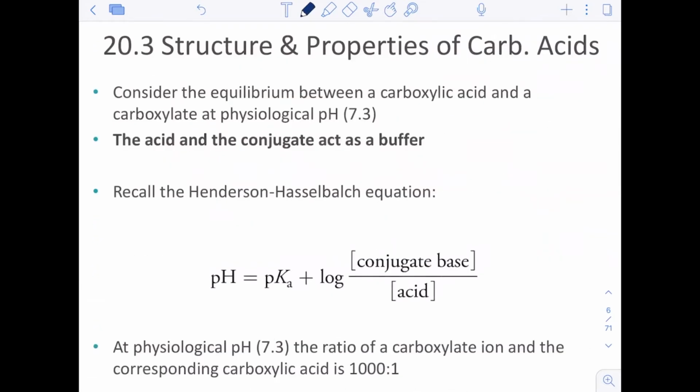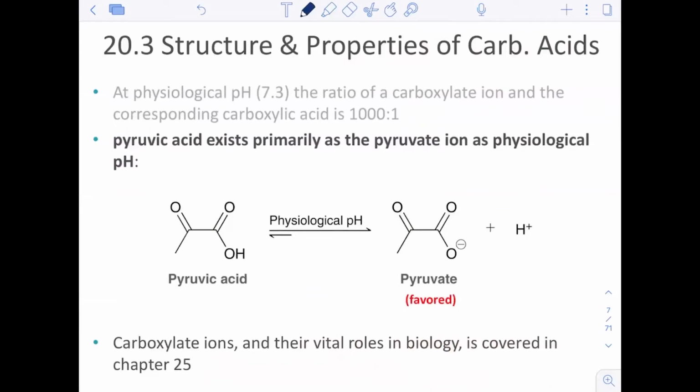And so when we're looking at the equilibrium of the carboxylic acid and carboxylate at physiological pH, if we think about the acid and the conjugate acting as a buffer, we remember the Henderson-Hasselbalch equation a little bit. At physiological pH, which is 7.3, the ratio of carboxylate ion to the corresponding carboxylic acid is 1,000 to 1, meaning 1,000 times more of the base than the acid itself. Okay, so the carboxylate ion is very stable. One example of this buffer in our human bodies is pyruvic acid, which exists primarily as the pyruvate ion at physiological pH.